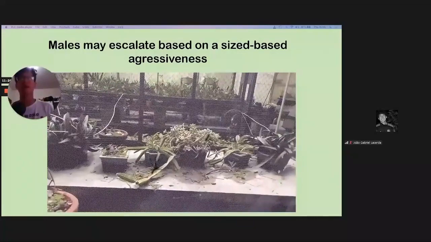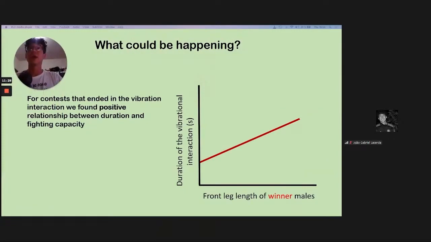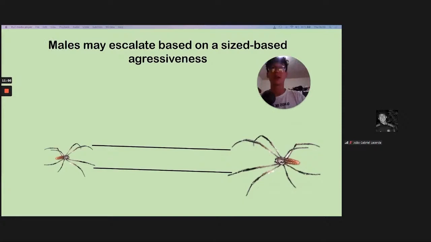Okay, and for our result that we found in fights, where the vibration interaction precedes the end of the contest, we found a positive relationship between duration and fighting capacity. So we know that when the loser male withdraws, sometimes the winner keeps vibrating the web, he keeps doing this display of vibration. What could be happening is that males may escalate based on size-based aggressiveness.